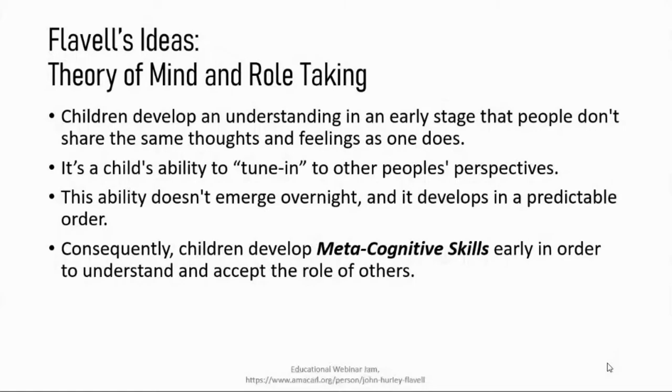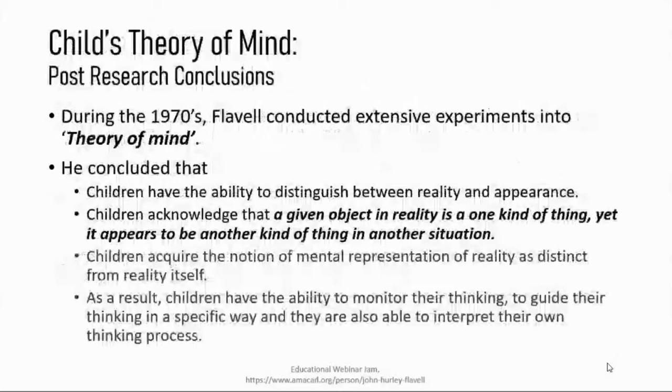So what are the conclusions? After a lot of experiments into theory of mind, he concluded there is the ability to distinguish between reality and appearance. Children acknowledge that a given object in reality is one thing, yet it appears to be a different thing in another situation.